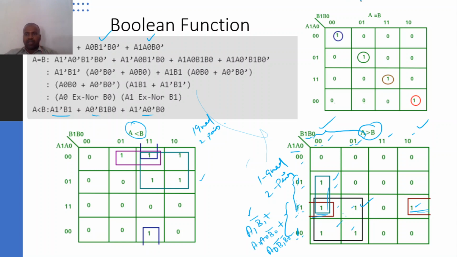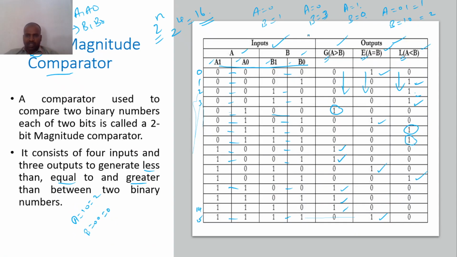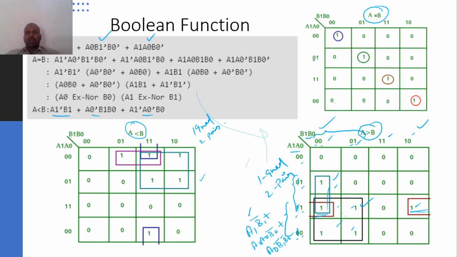Okay, then for a equal to b, we'll first check in how many places the values are 1. 1 2 3 4 places the values are 1, and all those 4 places are marked here. Here there is no possible way to identify the quads, octets and pairs, so all are considered as single variables only. While writing these single variables, the expression looks huge. So we need to apply the Boolean simplification method to simplify the expression. Finally the expression comes as a0 XNOR b0 and a1 XNOR b1.